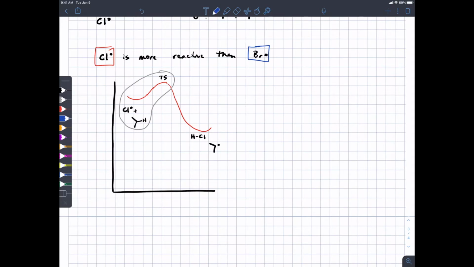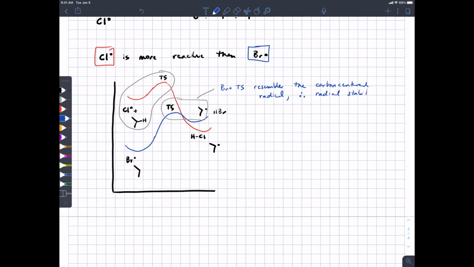In contrast, bromine starts out lower in energy because the Br radical, and I don't know how much lower in energy, so whatever. We'll just pretend it's this. If you find out at some point that I've oversimplified to you, then I apologize. Starts out lower. The transition state is actually closer in energy to the carbon-centered radical. Okay, now these two are close together, so the Br transition state, the transition state for the reaction of bromine radical with the hydrocarbon resembles the carbon-centered radical, and therefore radical stability, the carbon-centered radical stability influences reaction rate.